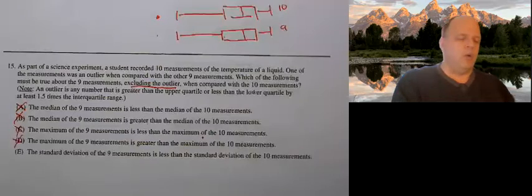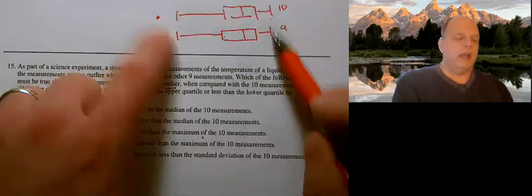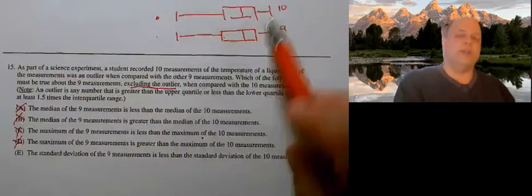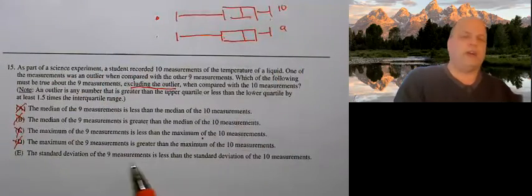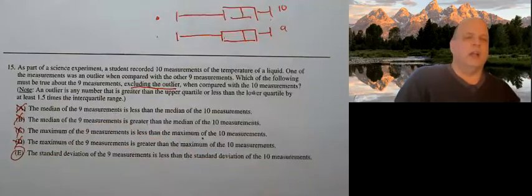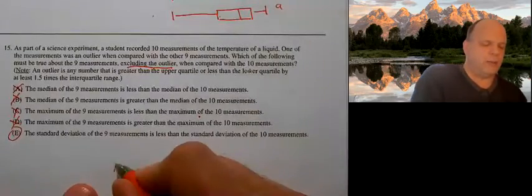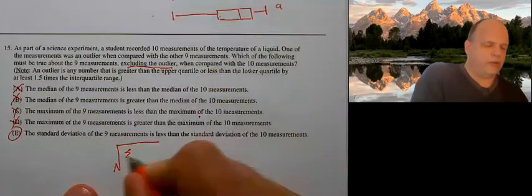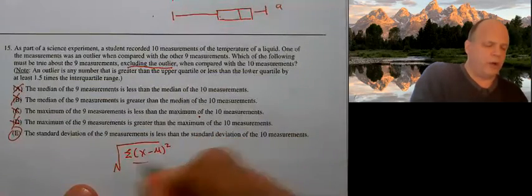What we do know is the 10 is more spread out than the 9. And if the 10 are more spread out, the 10 will have a larger standard deviation than 9. So the standard deviation of the 9 is less than that of the 10. And the reason is because the standard deviation formula, once again, and this is conceptual, is the summation of x minus mu squared over n.